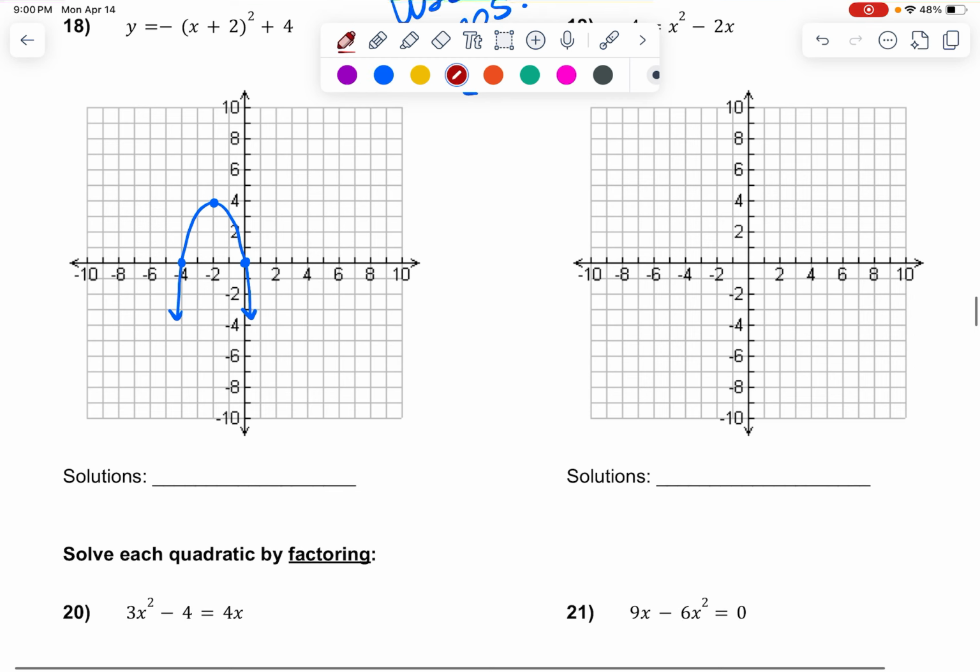And of course, the solutions are the 2 x-intercepts of where it's crossing the x-axis there. Right, so you're just literally writing those down. So you should be writing your solutions as ordered pairs. So -4, 0 and 0, 0 are our 2 solutions.